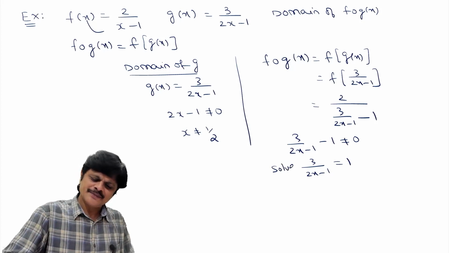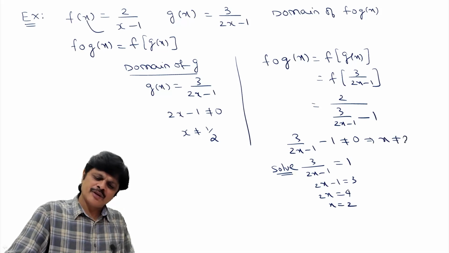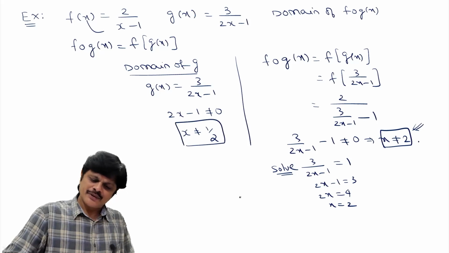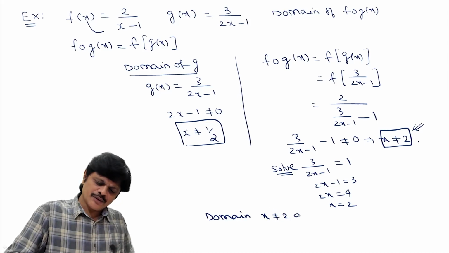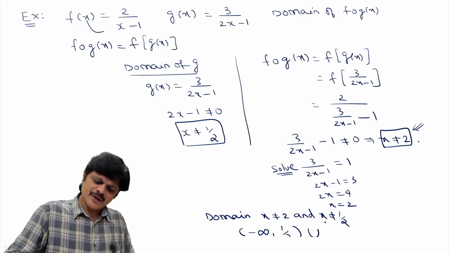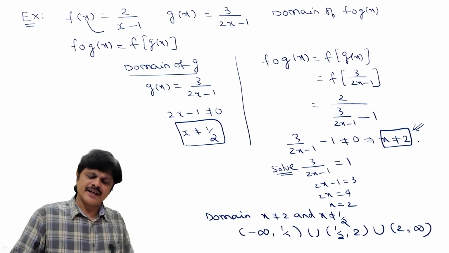Let us solve this. So 2x minus 1 is equal to 3. That means 2x is equal to 4, so x equals 2. So x should not be equal to 2. Generally people feel this is the domain, but this is not just the domain. You need to include these two as well. That is, the domain is x not equal to 2 and x not equal to half. If you want to write it, you can write from minus infinity to half, union, half to 2, union, 2 to infinity. Like that.